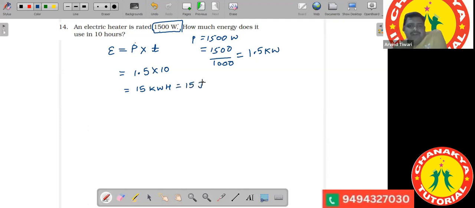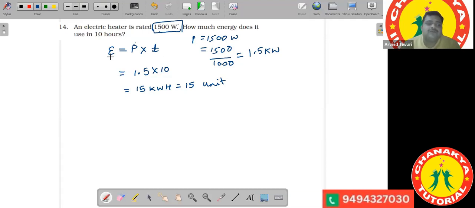So 15 joule of energy is consumed by the heater. Okay. So no, not 15 joule, it's 15 units. My mistake, it's 15 units. We have 15 units of energy is consumed there. Okay. So I think today we have done a number of questions on the commercial units. We have done a number of questions on power also. So I hope you have understood this topic of power.